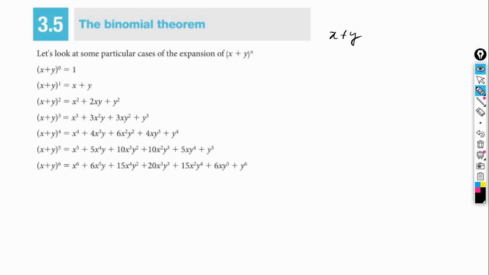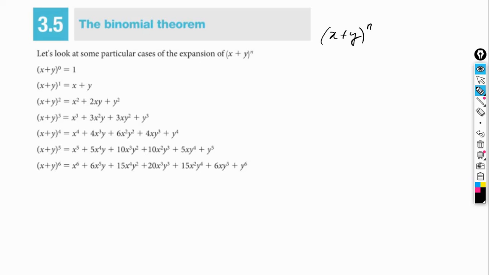In principle, it's easy to raise x plus y to any power, but raising it to high powers would be tedious. So what we're going to do here is find a formula that gives the expansion of x plus y to the power of n for any positive integer n. And this is what's called the binomial theorem.